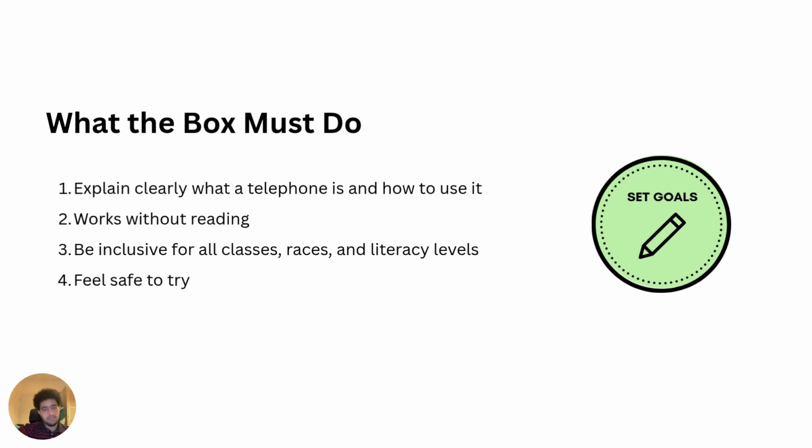I figured out that the box must do these four things. First, explain clearly what a telephone is and how to use it. It needs to work without reading, so you can start using the phone without having to read. It needs to be inclusive of all classes, races, and literacy levels, and it needs to feel safe to try.